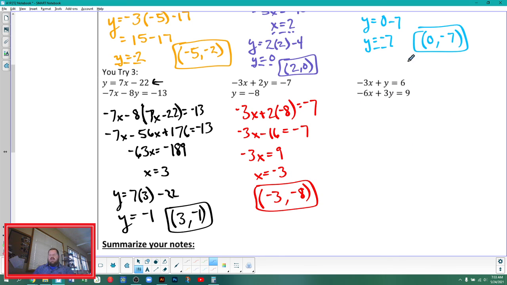Okay. Last one here. I need to choose one equation to solve for one of the variables. I'm going to choose this one, and I'm going to solve it for y. All that's going to take is to add 3x to both sides. And so I get that y is equal to 3x plus 6. Plug that in for y.